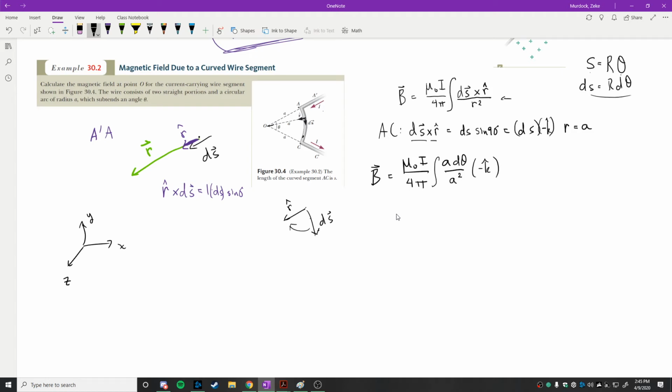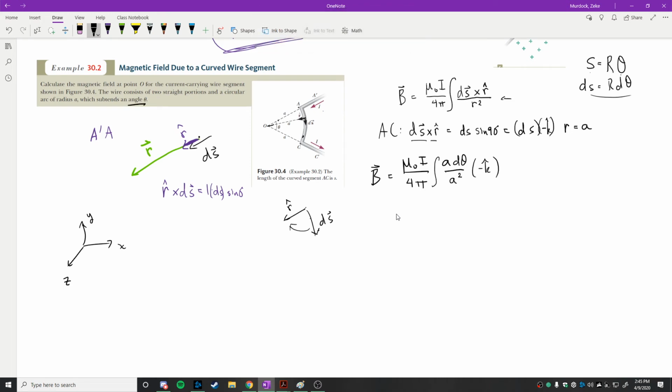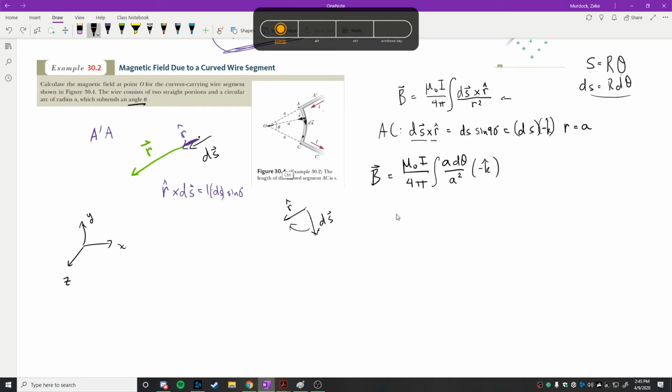And now we just need some limits. We know that it subtends an angle theta right here, so I'm going to make my limits go from 0 up to the angle theta. So we'll go from 0 to theta.